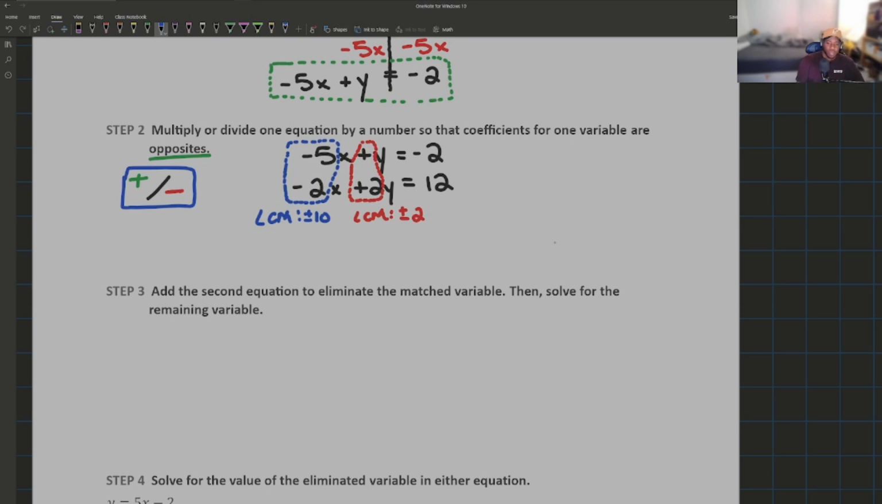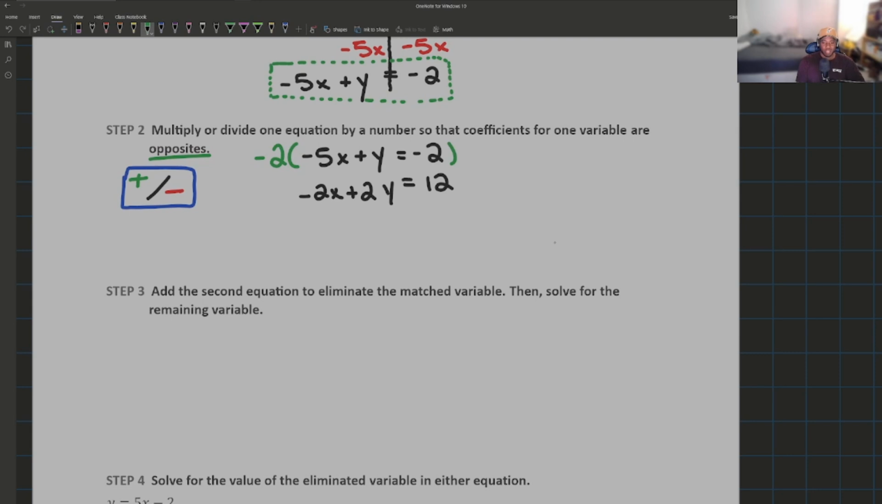Okay? So how do we make the coefficients for our y's opposites here? We go ahead and rewrite these. So that is negative 5x plus y, and this is negative 2x plus 2y. If we think about what number would need to be in front of y to be the opposite of 2y, that's going to be negative 2, right? And so we can set it up for elimination by multiplying everything in that top equation by negative 2.